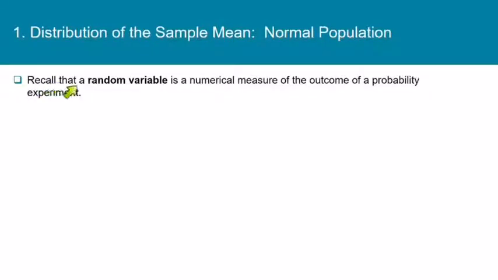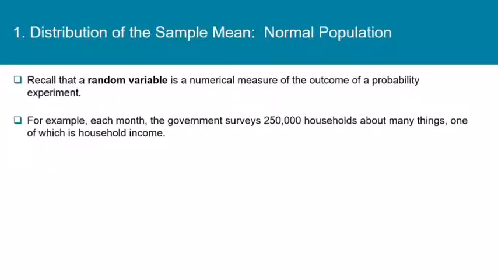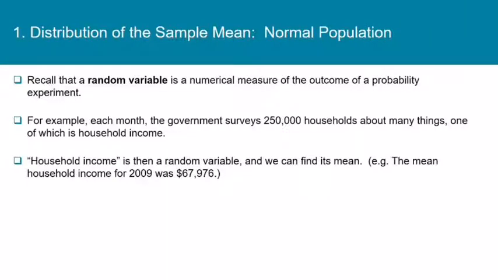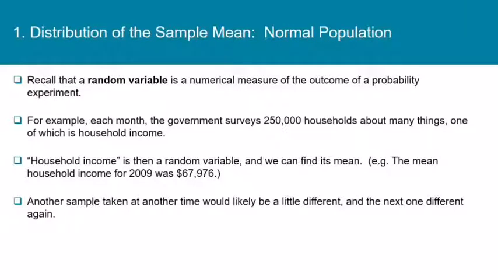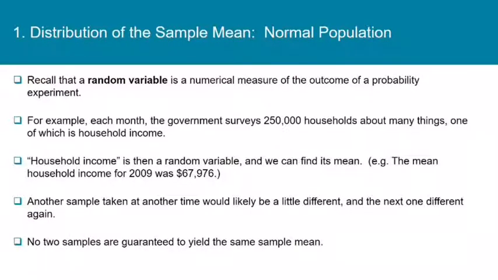First, remember from Chapter 6 that a random variable is a numerical measure of the outcome of a probability experiment. For example, each month the government surveys 250,000 households about lots of things, one of which is household income. Now, because the participants in the survey are randomly selected and household income is numeric, household income then becomes a random variable and we can find its mean. For example, the mean household income for 2009 was $67,976. Of course, another sample taken at another time would likely be a little different, and the next one a little different still. And no two samples are guaranteed to yield the same sample mean.